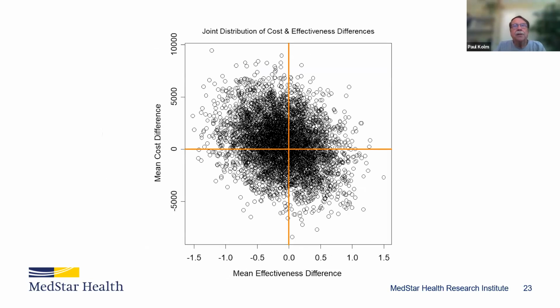This one, you can see that, well, we're not really quite sure that it shows anything because we have kind of an even spread of our bootstrap replicates in all 4 quadrants, although most of them look to be in quadrant 4. So whatever our treatment is that we're looking at here, it looks like it is generally going to cost more and be less effective.